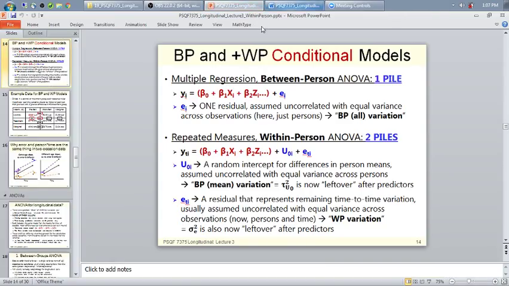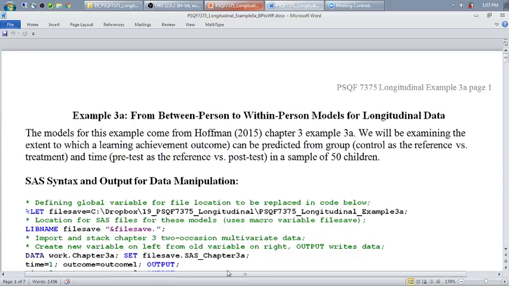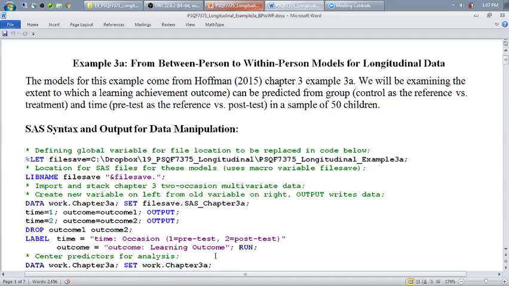So let's look at that. I have example 3A here for you. Does everybody have this ready to go?